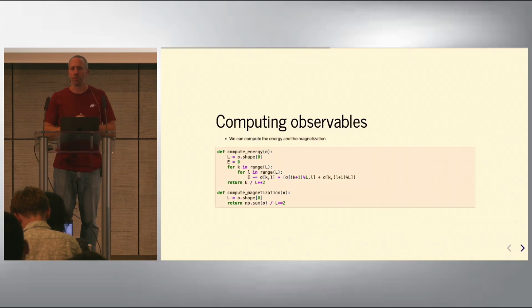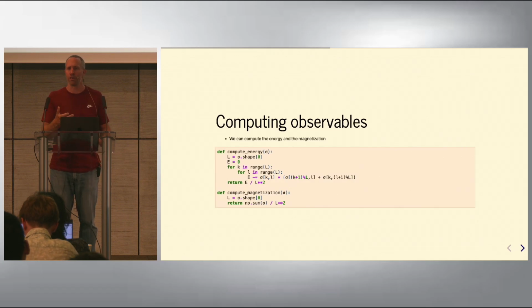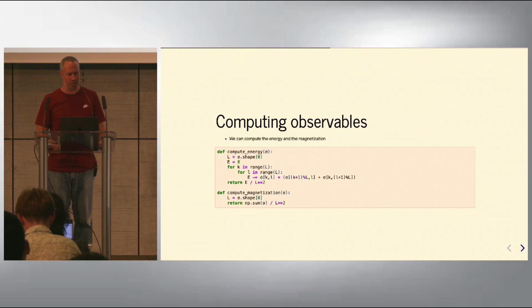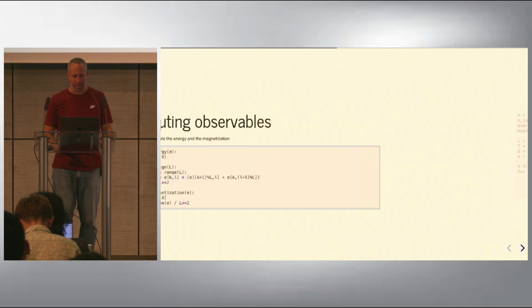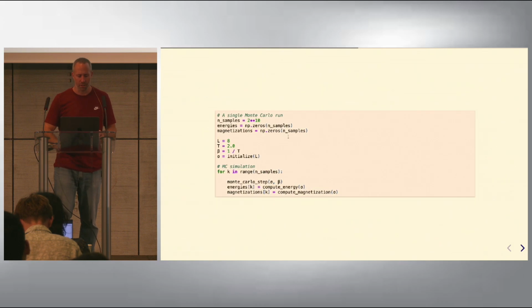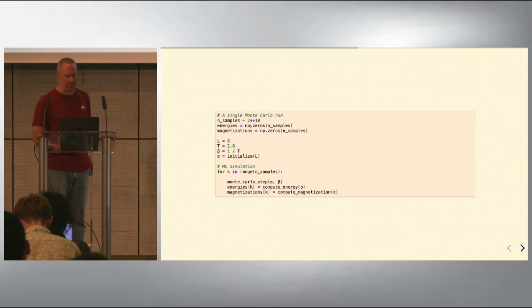So how do I compute observables? Well, it's very simple. I just need two functions that compute, for example, an energy of a configuration if I have one. So that's just looping over all spins, checking the neighbors, and computing the link energies. You can compute magnetization. This one is even simpler because it's just the sum of the value of the spins everywhere. Okay? And then my Monte Carlo simulation would look something like this.